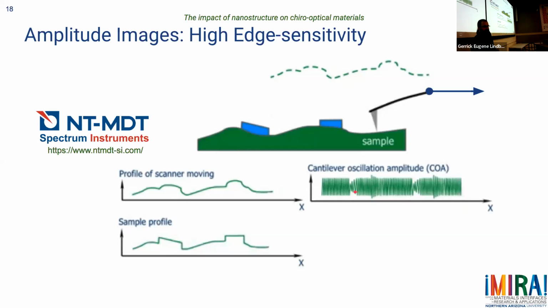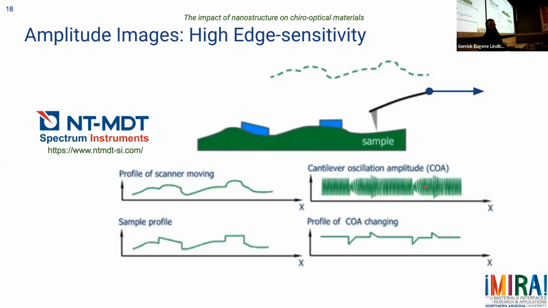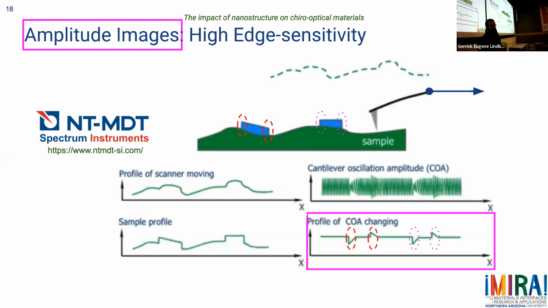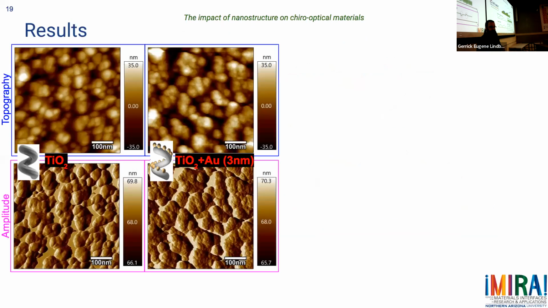Now, the information given in this plot is kind of messy. It's kind of a lot, which is why we look at the change in the cantilever oscillation amplitude, which is now very simple. You see that even though there are variations in height right here, that produces no signal, but then the edge effects are really what come out. And that is what I hope to capitalize on here.